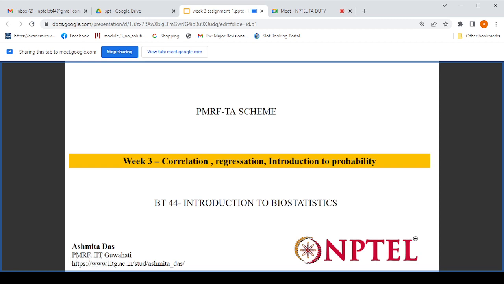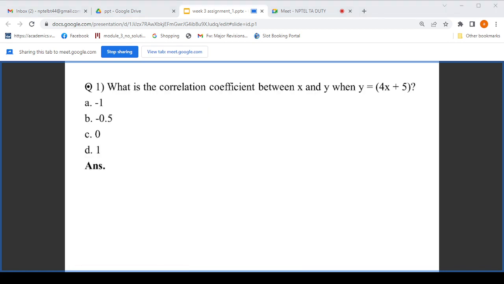I am Ashmita Das. Today I am going to solve a similar type of assignment that is related to correlation, regression, or introduction to probability. So here comes the first question. What is the correlation coefficient between x and y when y is equal to 4x plus 5? Can anyone tell me what is the possible way to solve it and what is the answer?